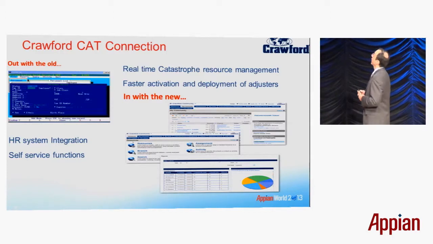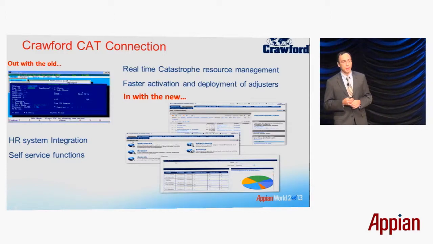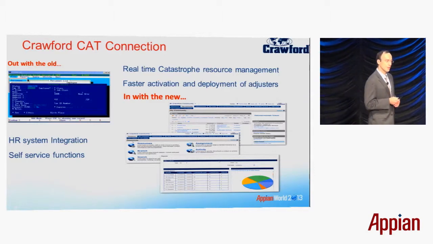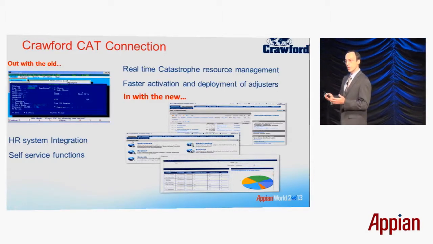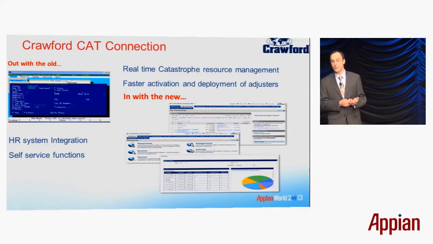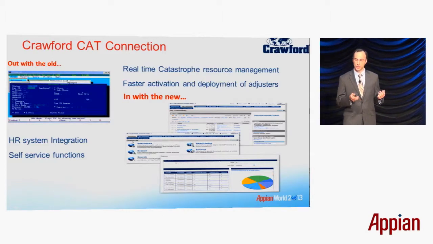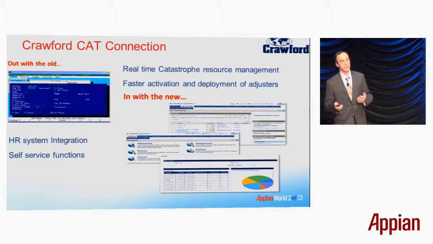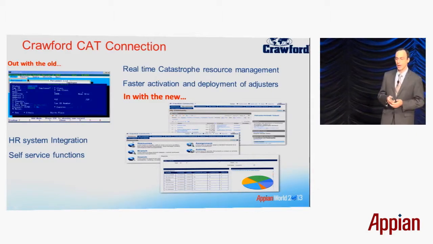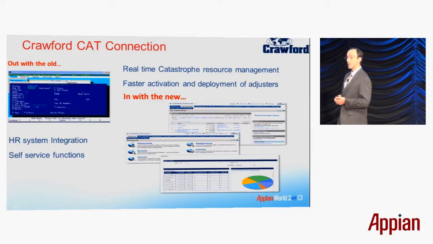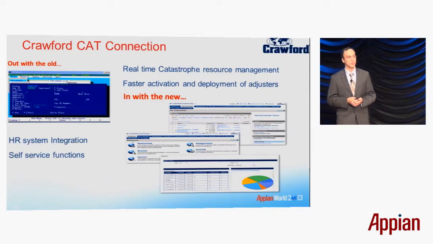It's Crawford CAT Connection. It's basically used by the catastrophe command center to mobilize the resources, to deploy, to manage catastrophic events, and effectively to match supply with demand. Demand for the claims resources with the supply. And it has improved the operations tremendously.